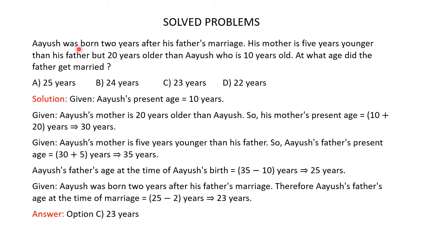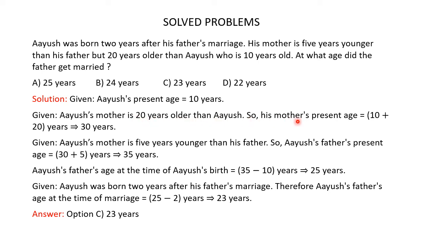Ayush was born 2 years after his father's marriage. His mother is 5 years younger than his father, but 20 years older than Ayush, who is 10 years old. At what age did the father get married? You're given 4 options here and you have to find out which of these options is the correct one. Now it's given that Ayush's present age is 10 years. It's given Ayush's mother is 20 years older than Ayush.